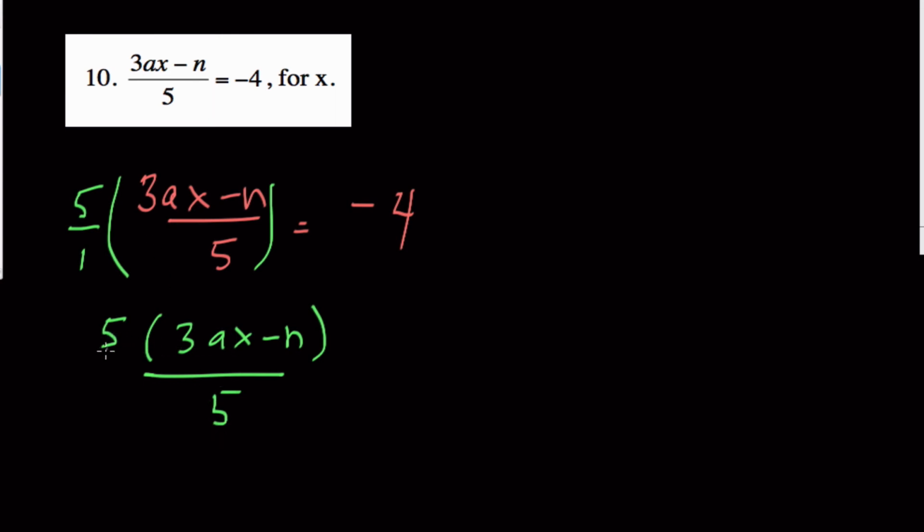Remember, when you have some number times something in parentheses, and that's all there is, you can treat whatever's in parentheses as just some term you're multiplying by. So I have 5 times something over 5. These 5s, 5 over 5 is 1. So on this side, I end up with just 3ax minus n. But if I multiply this side by 5, I have to multiply the other side by 5. And negative 4 times 5 is negative 20.